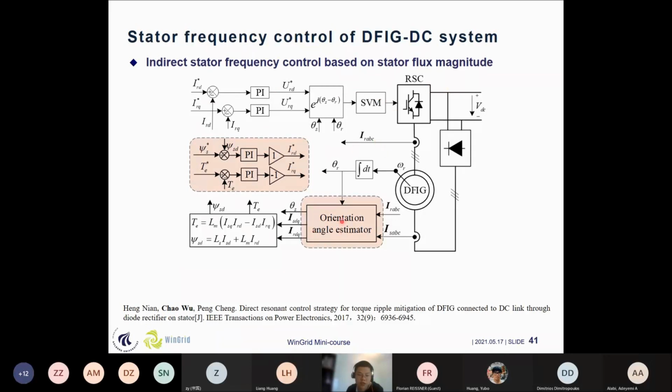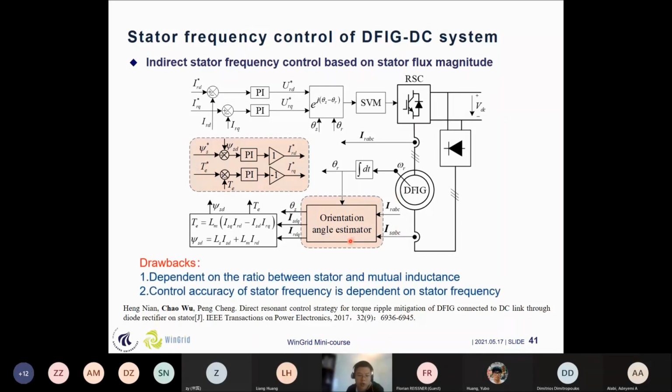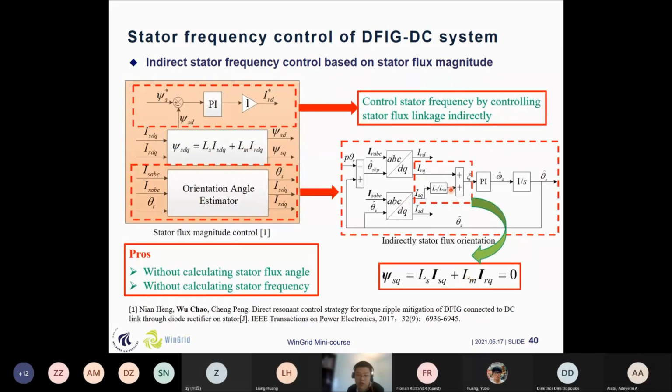Based on this orientation angle estimator, we can get the d-axis stator flux, and we can also get the orientation angle. Then we can transform the current i_abc in the stationary frame to the dq frame, and then we can do the control. That is the whole control structure. But the drawback of this control method is that it depends on the ratio between the stator and the mutual inductance. We can see from these slides that you need to use this parameter.